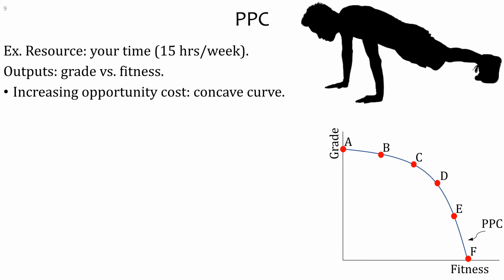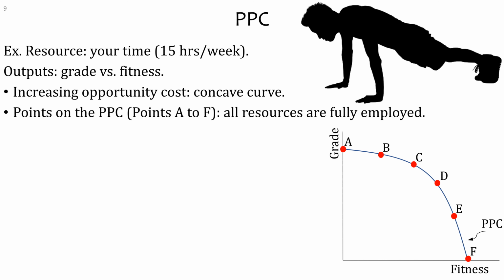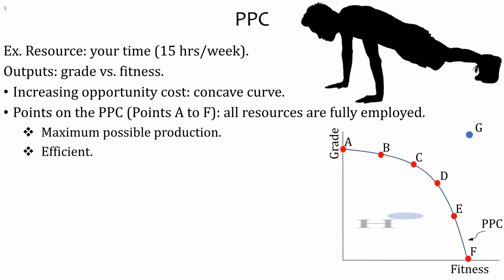All right, so let's look at the points on the PPC. Any point, including A, B, C, D, E, F, any point on the actual PPC, this is where all resources are fully employed. This is when we have maximum possible production and we're efficient. So this is kind of like the ideal. This is where you're using all of your time properly. What are the other options? There are two other options, either being outside, like point G, or inside, like point H.